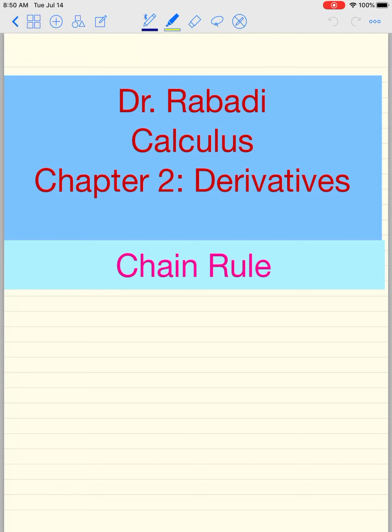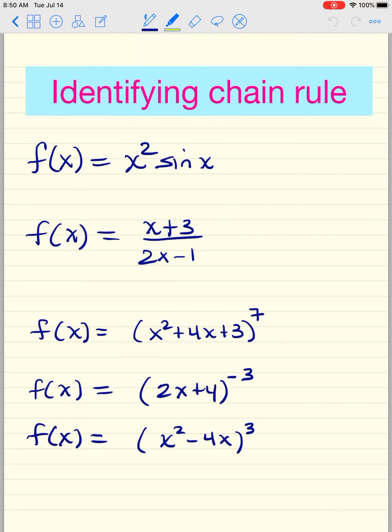Hey guys, welcome back. So far we did the power rule, the product rule, the quotient rule, and now we have one more rule. It's called the chain rule. The chain rule can be really tricky, so I'm going to first show you how to identify the chain rule in a problem.